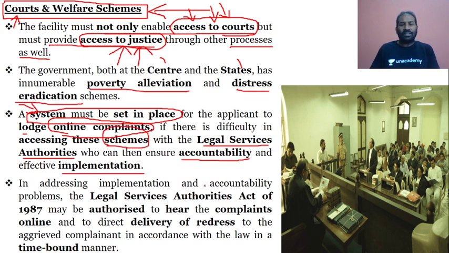In addressing this accountability and implementation, you have an act. This is very, very important from the prelims point of view: the Legal Services Authorities Act 1987. This is the act for implementation and accountability, wherein online complaints are filed for the accountability and implementation of the various poverty alleviation and distress eradication schemes taken up by the center and the states. And this will deliver on any grievances or complaints filed online by individuals, in a time bound manner.